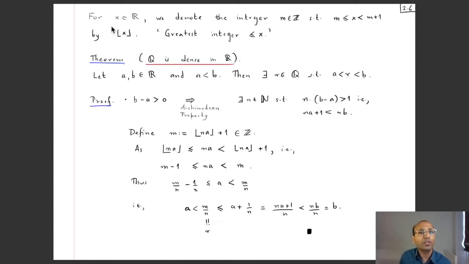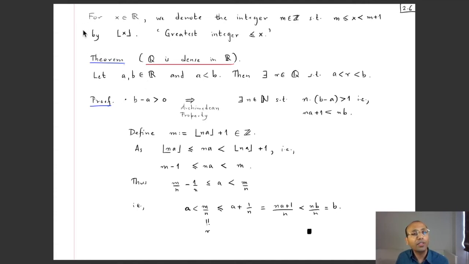We have just proved this lemma, which says that for any real number x, there exists an integer m such that x is bigger than or equal to m and strictly less than m plus 1. And this integer m we sometimes denote by this symbol, and it's called the greatest integer part of the real number x. So that's just some terminology and this notation.